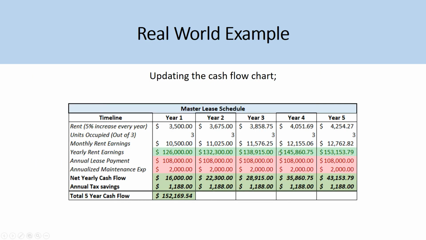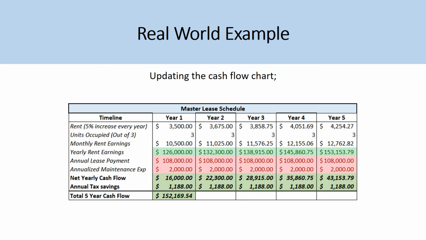Okay, and now we can actually add that back in. So going back to the master lease schedule, we have the monthly rent, the units occupied, the monthly rent earnings, yearly rent earnings, nothing changes. We also have the expenses, so the annual lease payment to the owner and the annualized maintenance expense. In addition, we have annual tax savings. So we have our net yearly cash flow plus annual net tax savings, right? And so if we were to add up all of these cash flows, we get a total 5-year cash flow of $152,169.